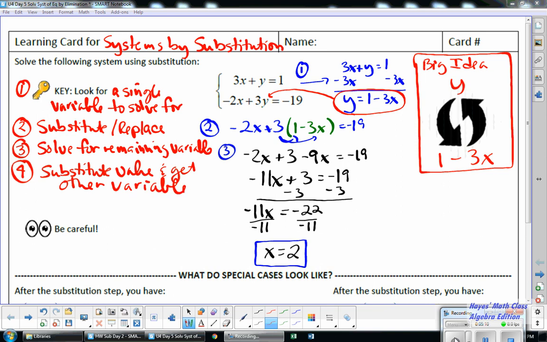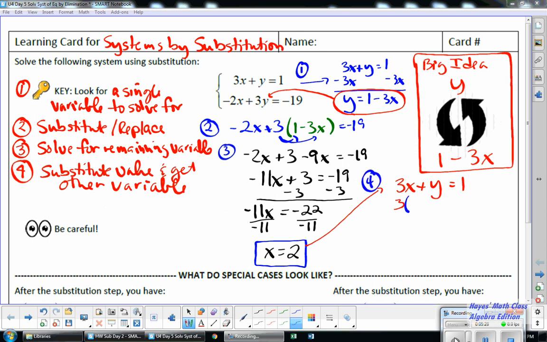It does not matter which equation you plug it into, remember. So I'm going to just use the top one, 3x plus y is equal to 1. I'm using the top one primarily because I already have a y by itself. It just makes life a little bit easier. So before I forget, this is step 4.